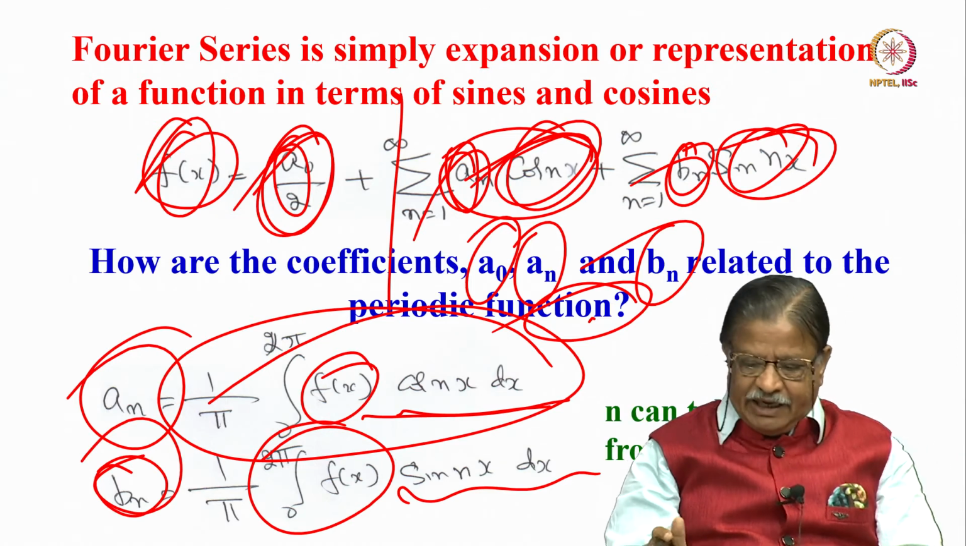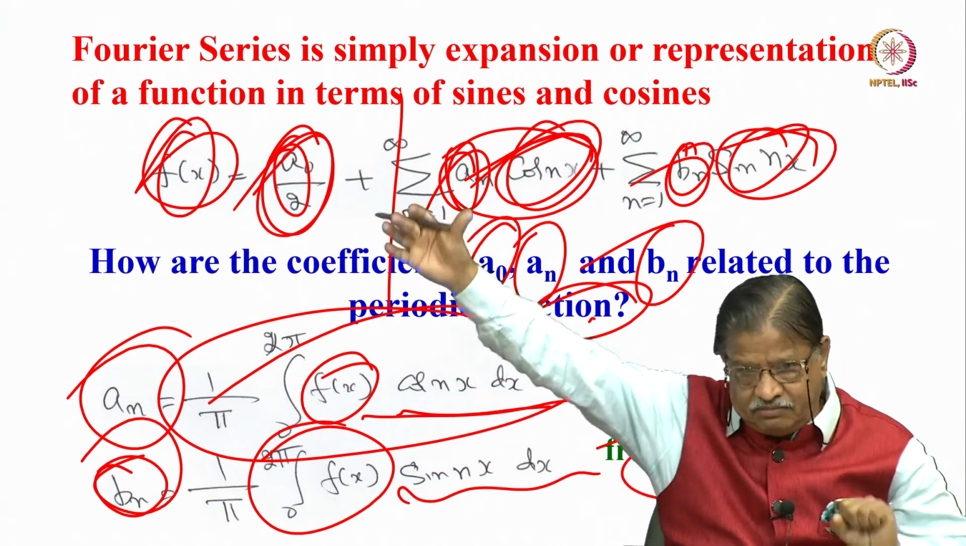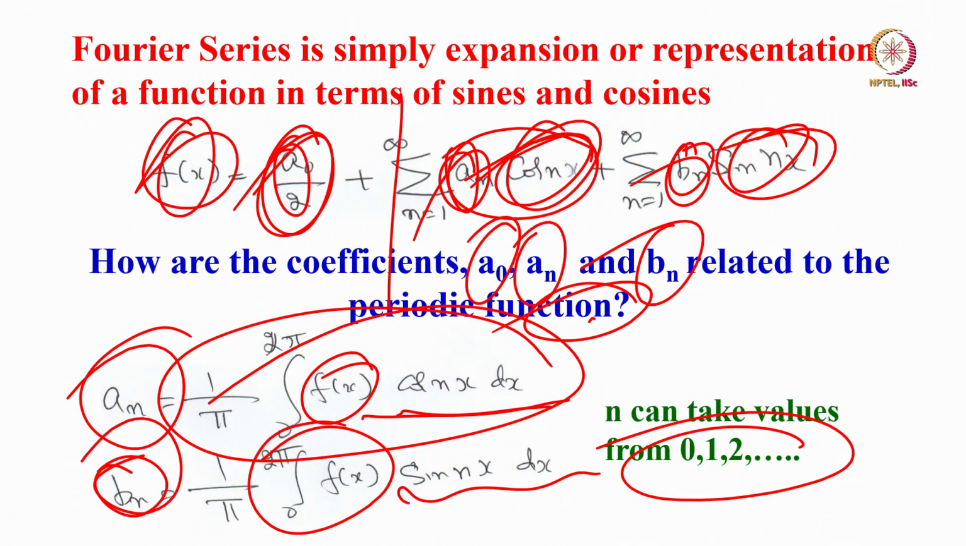And how do you calculate n? What are the values of n? It can take values 0, 1, up to any number you can take. So n can take several values: 0, 1, 2, 3, etc.